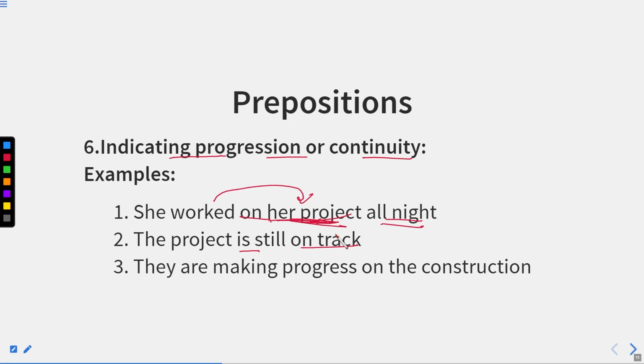For example, the goods are in transit. So we are using preposition in because they are in transit and we are talking about goods. But if something is in a continuous process which is going on, regarding that particular thing we can use preposition on. They are making progress on the construction. So to show this progress we can use preposition on.